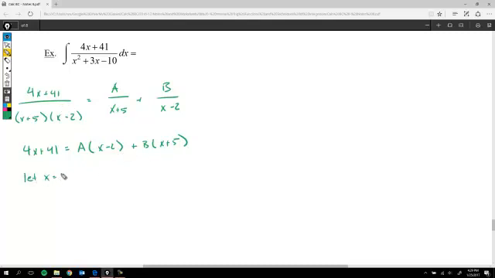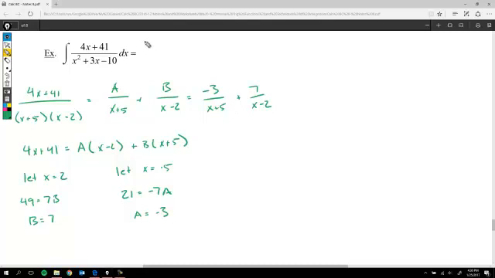So I'm going to let x equal 2. The reason why I want to do that is because that will eliminate my A variable and just leave me with B. So if I plug 2 in for x, I get 49 equals 7B. Okay, that means that B equals 7. Right? And if I let x equal negative 5, that means that 21 equals negative 7A, and so A equals negative 3. Right, so that means I can rewrite this as negative 3 over x plus 5 plus 7 over x minus 2. Okay, so this whole situation here is equivalent to this, and that's what partial fractions does.